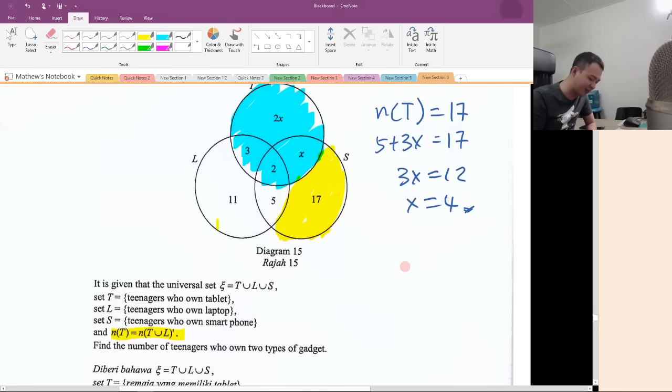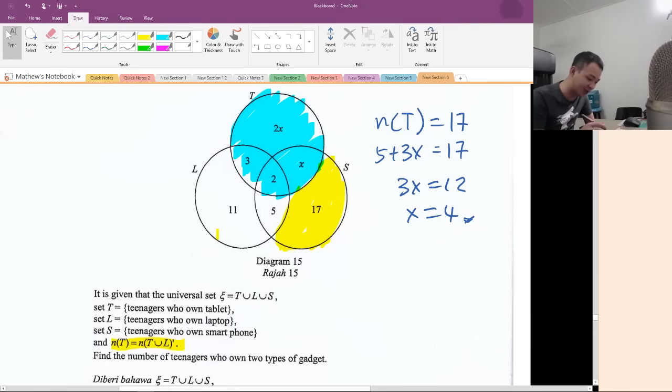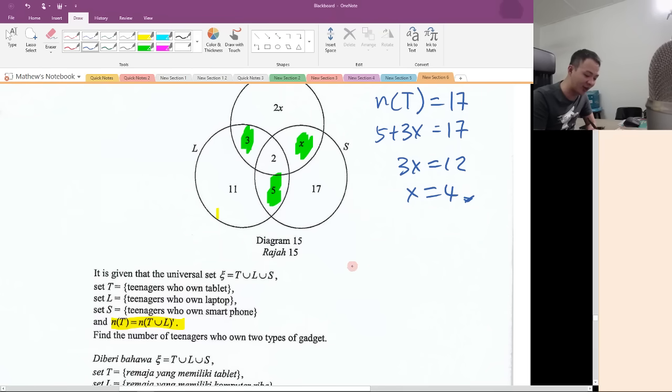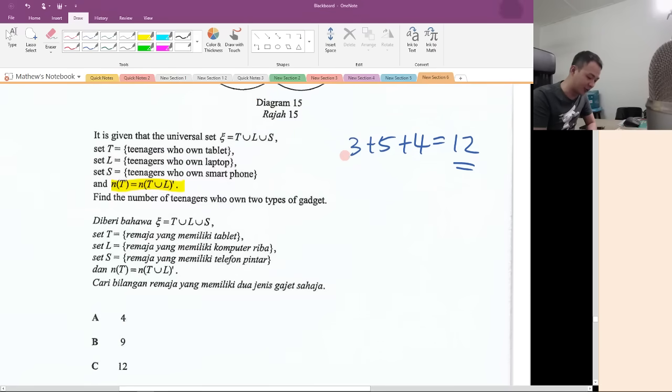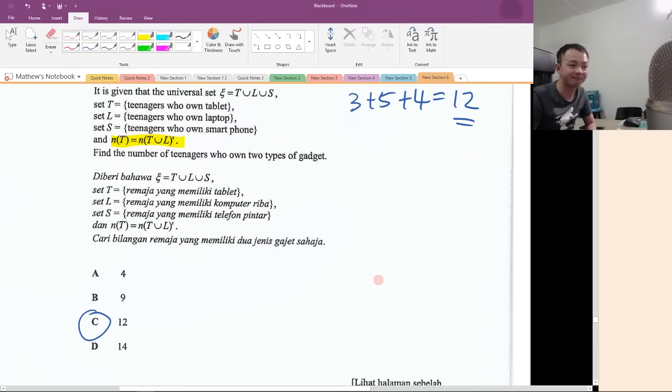They ask you to find the number of teenagers who own two types of gadgets. So basically, two types of gadgets will be here, here, and here. So I will plus them together. Since I know x is 4, it'll be 3 plus 5 plus 4, so it'll be 12. Alright, it's not too bad.